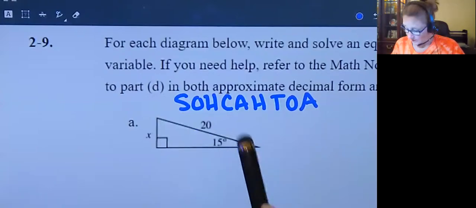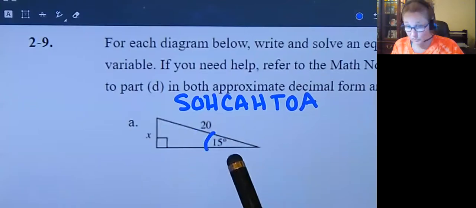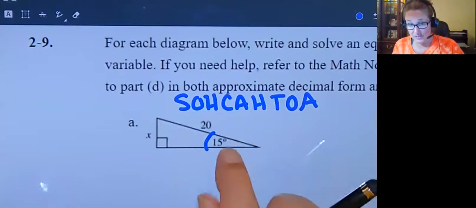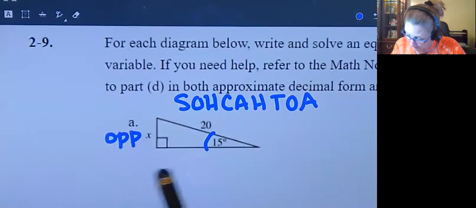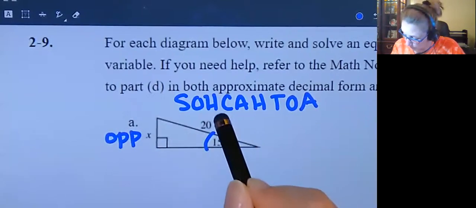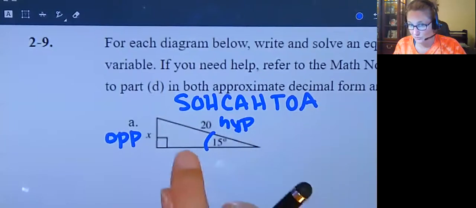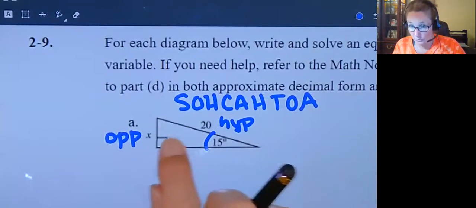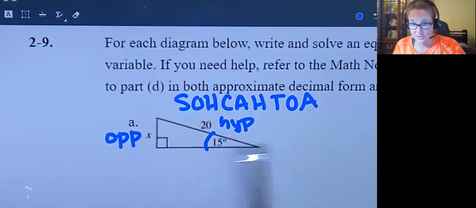So in this case, I'm dealing with my 15 degrees. You always want to be paying attention to where you're coming from. And this is going to be opposite. And the one across from your 90 degrees is always your hypotenuse, every single time. Okay, it's not my adjacent. This would have been adjacent. The one across your 90 is always your hypotenuse. So since I have opposite and hypotenuse, that's going to be sine.